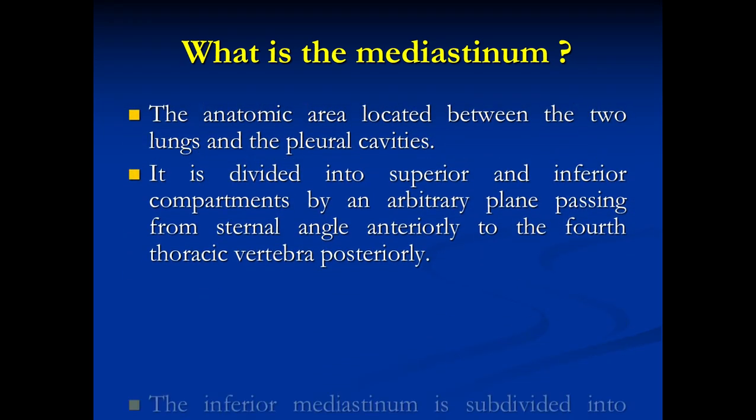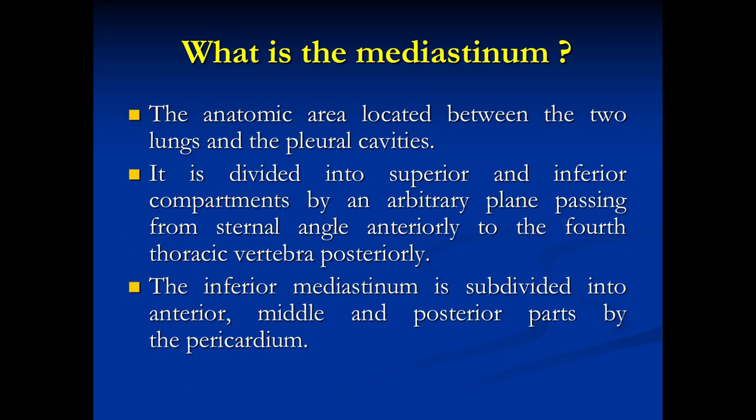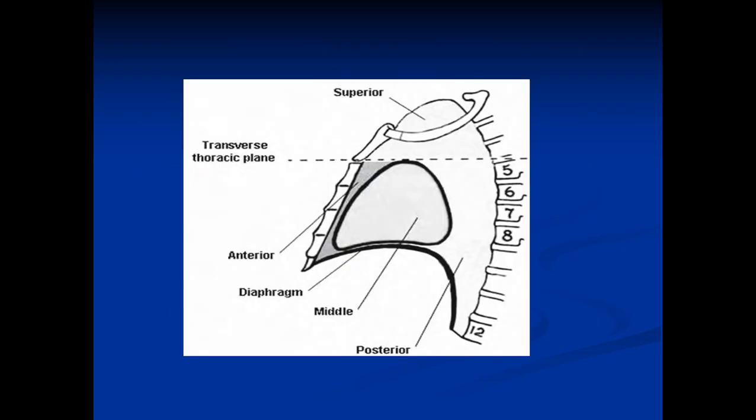What is the mediastinum? It's an anatomical area located between the two lungs and the pleural cavity. It's divided into superior and inferior compartments by an arbitrary plane passing from the sternal angle anteriorly to the fourth thoracic vertebra posteriorly. The inferior mediastinum is subdivided into anterior, middle, and posterior parts by the pericardium.